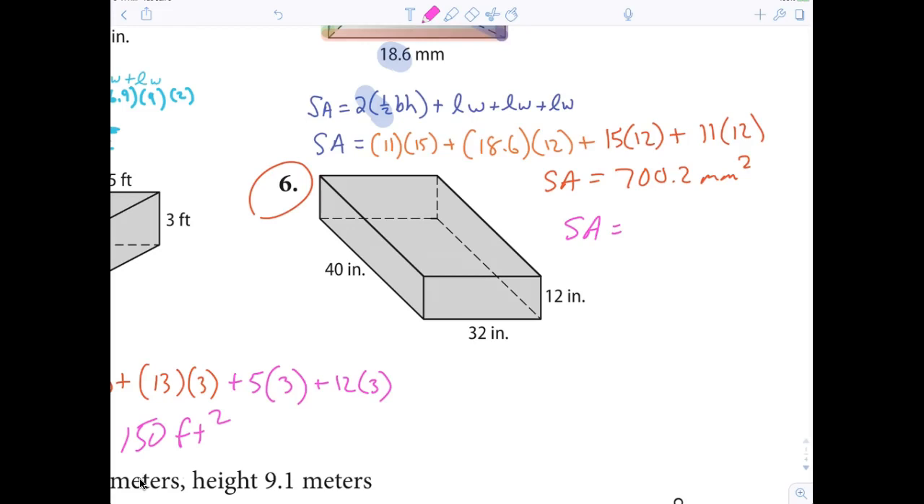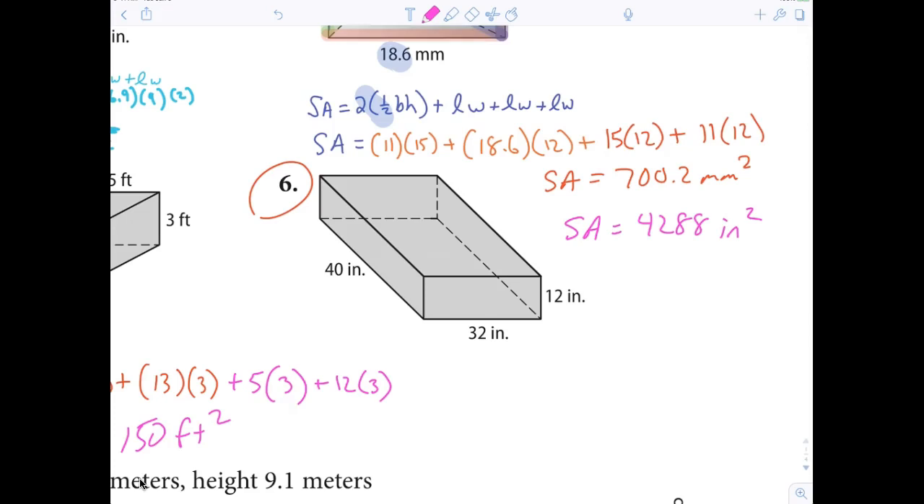Thomas, did you get a number yet? What did you get? I don't know if this is right. 4,288 inches squared. No, that's not right. Joseph, what'd you get?